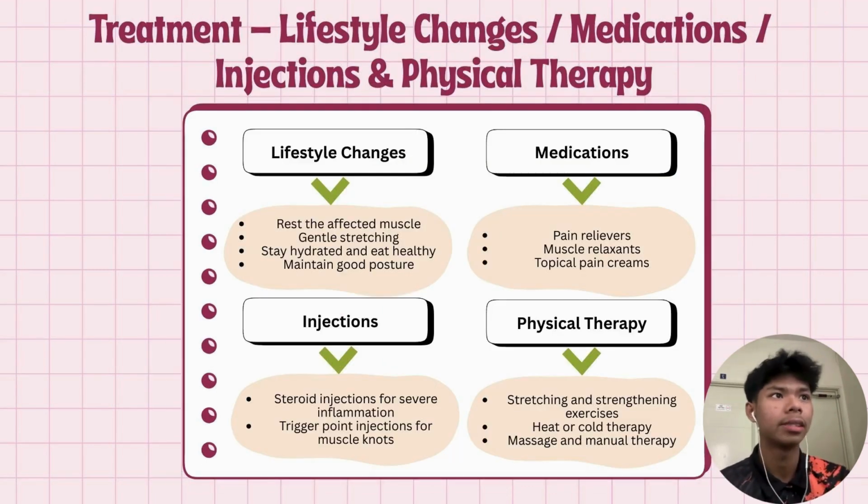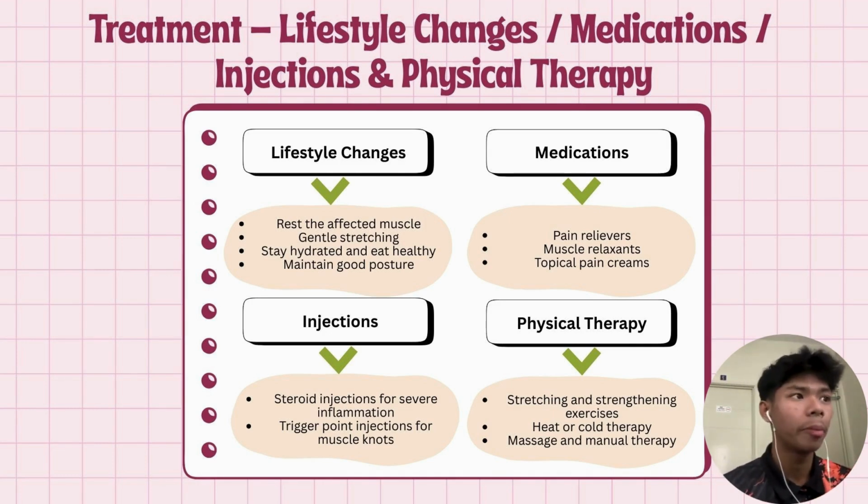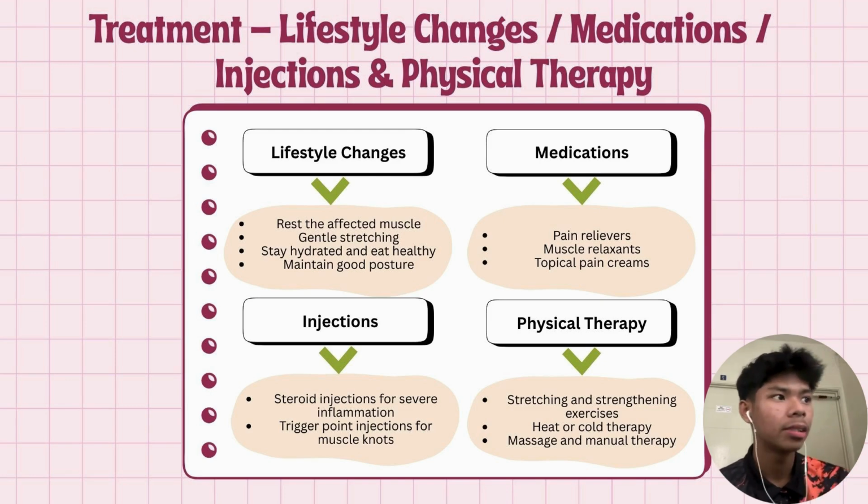Okay, so the next part is treatment. So we got lifestyle change, medication, injection, and physical therapy. So for the lifestyle change, rest the affected muscle, gentle stretching, stay hydrated, eat healthy, and maintain good posture. Okay, so for medication, we got pain relievers, muscle relaxants, and topical pain creams. And then for injection, steroid injection for severe inflammation. And then trigger point injection for the muscle knots. And then the last one is physical therapy. Okay, so stretching and strengthening exercise, heat or cold therapy, massage and manual therapy.